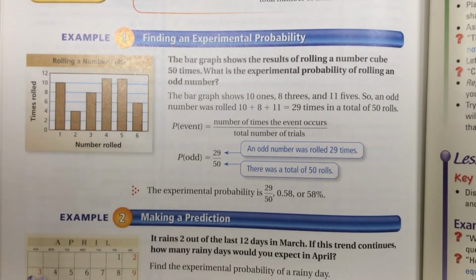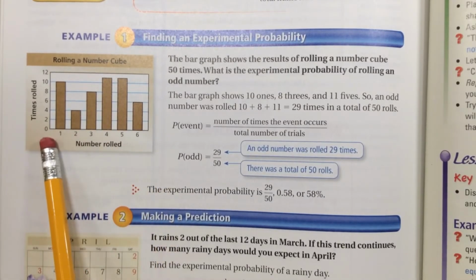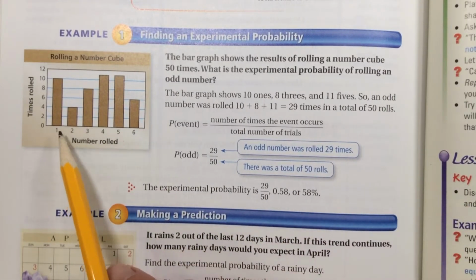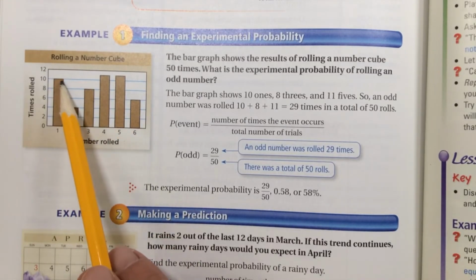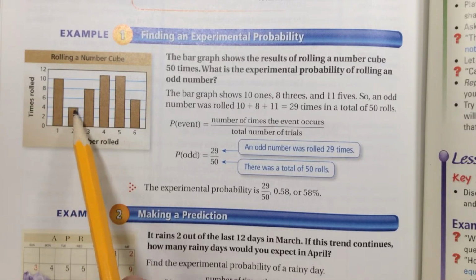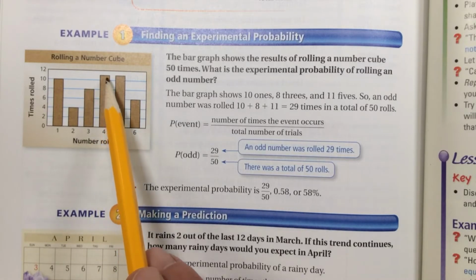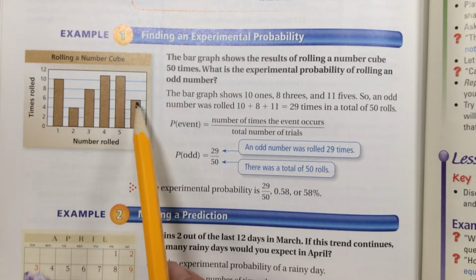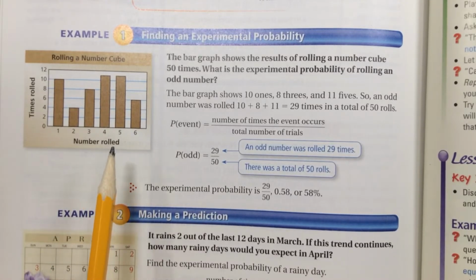That's experimental probability. Let's look at their first example. Now, they're not actually going to make us roll the number cube. They've already rolled the number cube for us, and they graphed right here in this table how many times they rolled each number. So this means, well, there are 6 different numbers they could roll, obviously, because it's a number cube. And they rolled a 1 10 times. They rolled a 2 4 times, a 3 8 times, a 4 11 times, a 5 11 times, and a 6 6 times.